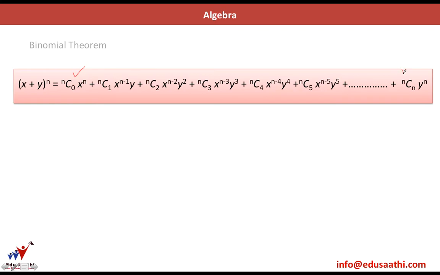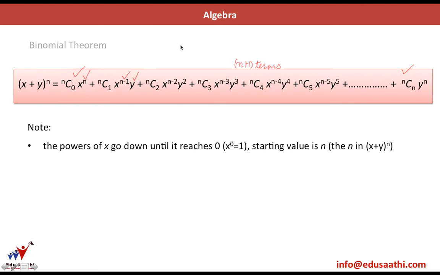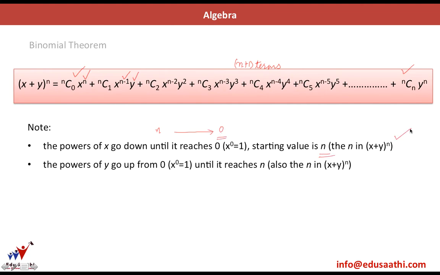NC0, so on up to NCn, totaling n plus 1 terms, and the sum of exponents of the two variables x and y would always be equal to n. So the things that you need to note and remember in a binomial theorem is the powers of x will go down until it reaches 0. So the powers of x will start from n, it will go down till the time it reaches 0. Starting value is n and the ending value is 0 in x plus y raised to power n.